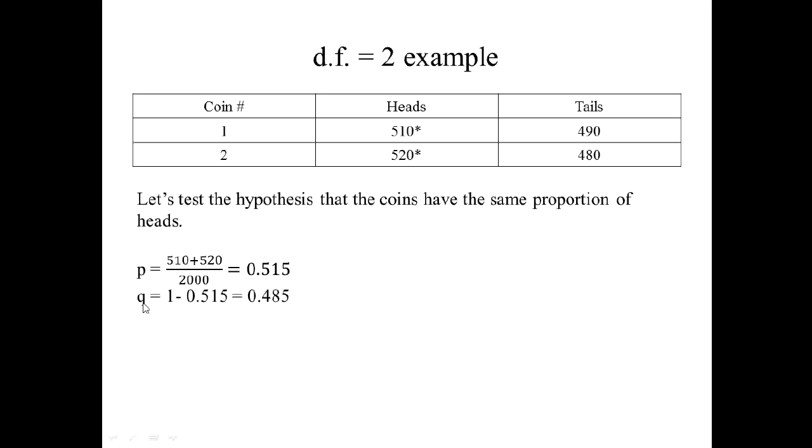So that's the proportion of heads. Since we know the proportion of heads, we also know the proportion of tails. That's just 1 minus the proportion of heads, 1 minus 0.515, which ends up being 0.485.